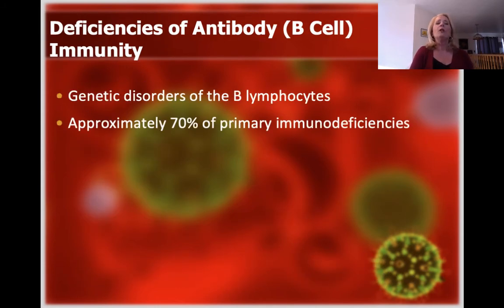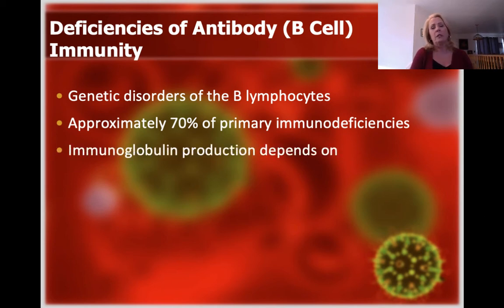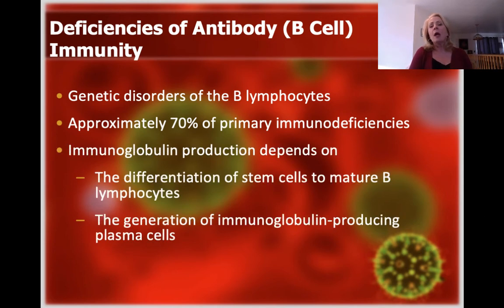All right, so genetic disorders of the B lymphocytes, approximately 70% of these primary immunodeficiencies are from B cell problems, okay? Immunoglobulin production depends on differentiation of stem cells. So you have these stem cells that have to change into mature lymphocytes, okay? And then those mature lymphocytes are going to generate our plasma cells, and these plasma cells then generate our antibodies.